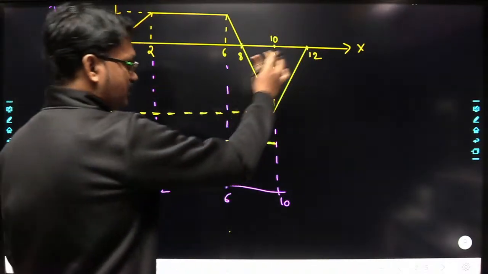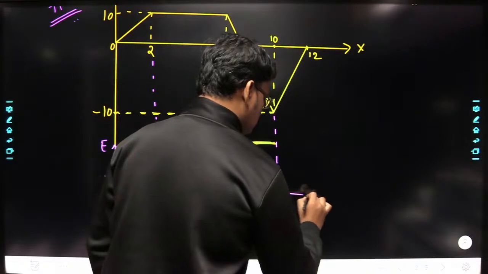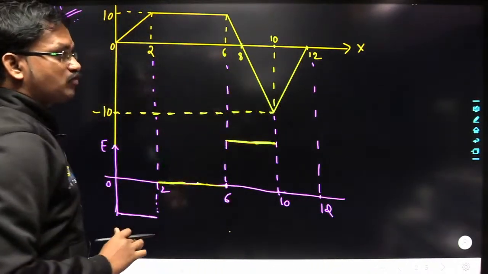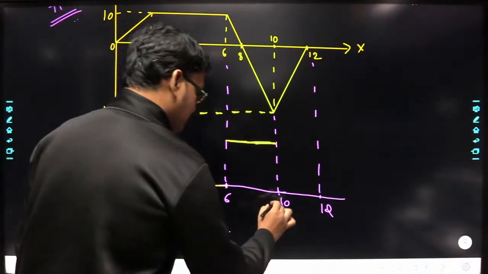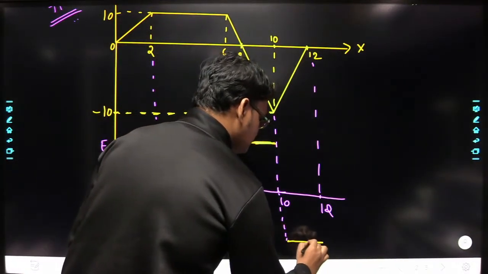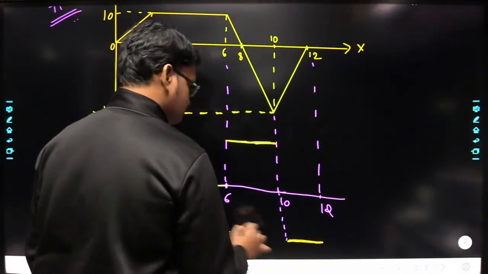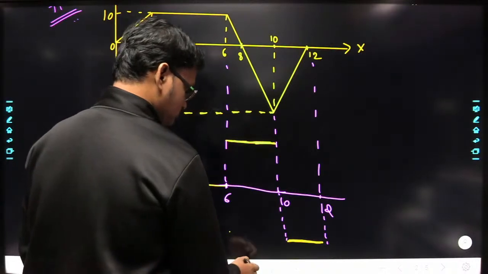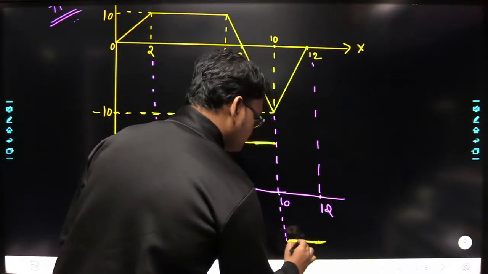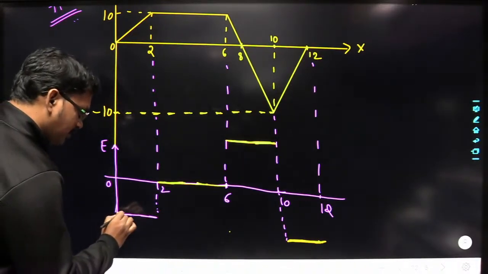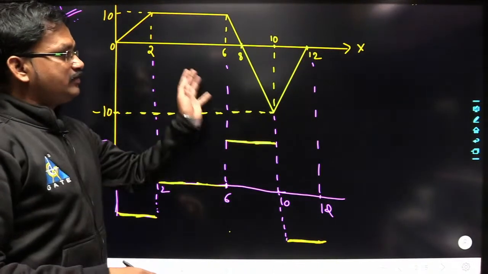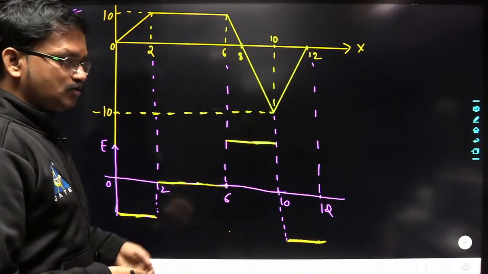Again, between 10 to 12, the slope is positive and constant. So the electric field must be constant and negative. So you have to get it in this manner. This is how you get the electric field. Try to get the exact value of this field with the help of this graph. I hope you can do this one.